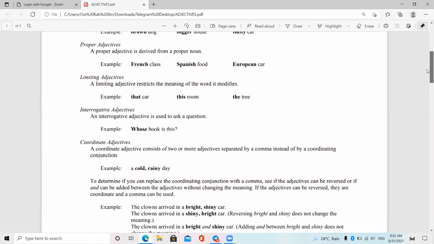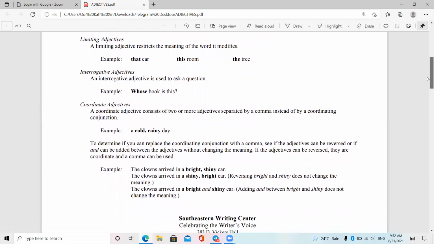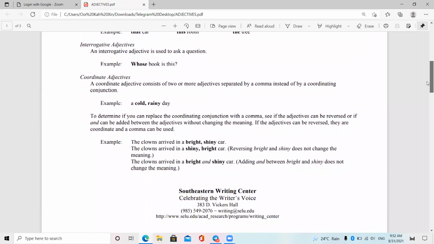Example: What is this? Coordinate adjectives. A coordinate adjective consists of two or more adjectives separated by a comma or by a coordinating conjunction. Example: a cool, rainy day. To determine if you can replace the coordinating conjunction with a comma, see if the adjectives can be reversed or if 'and' can be added without changing their meaning. If the adjectives can be reversed, they are coordinate and a comma is used.